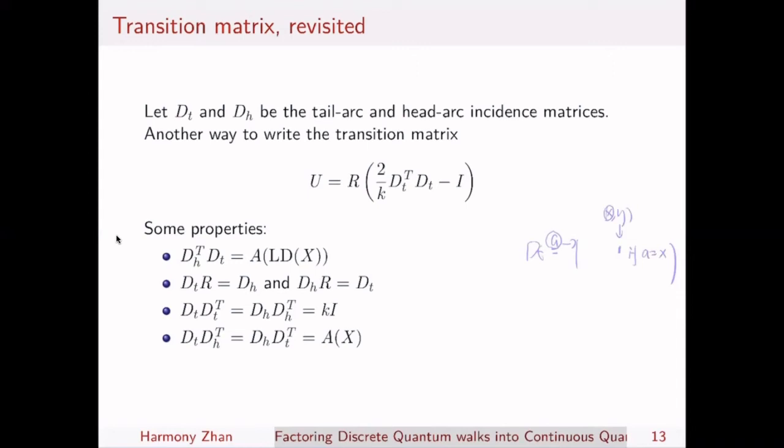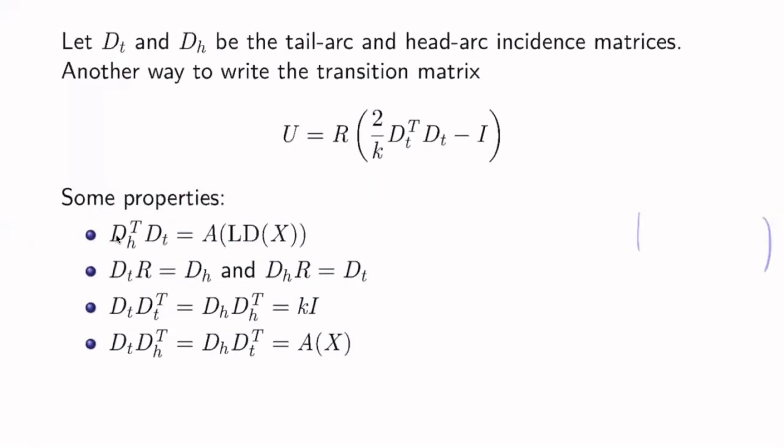Okay, so these two matrices interact nicely with each other, as well as with the arc reversal matrix. So I will list some properties here. The first one is this. If I let this be D_T and hit it by the standing up matrix, D_H transpose, then I get a huge matrix indexed by the arcs.